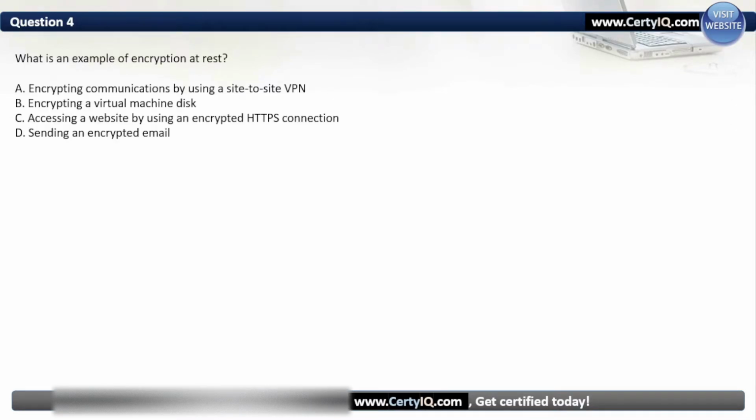Question 4. What is an example of encryption at rest? The correct option is B. Encrypting a virtual machine disk.